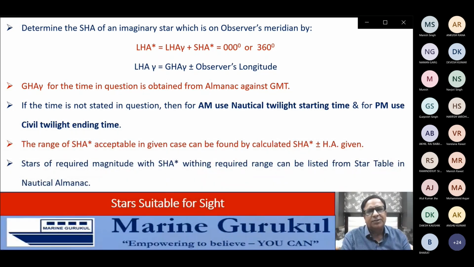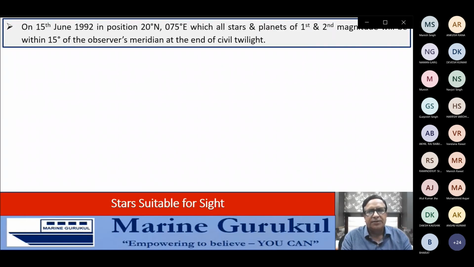Star information pages in the Nautical Almanac. Let us now apply the listed steps to this question. We need to find all the stars and planets of first and second magnitude falling within 15 degrees of the observer's meridian at the end of civil twilight on 15th June 1992, and the position of the observer is given here in latitude and longitude.